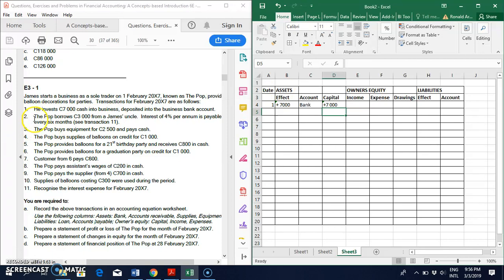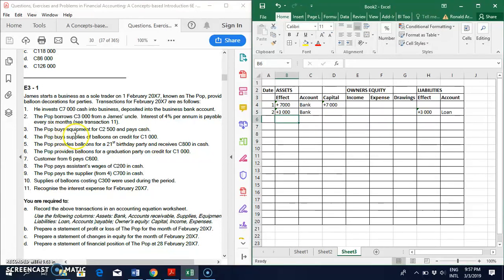Next transaction. The Pop borrows 3,000 Rand from James' uncle, and the interest is 4% per annum payable every 6 months. So we borrowed money. That's increasing the bank account. So we got our bank account under assets. We say increase of 3,000 Rand. The account under assets is bank. The effect into liabilities is an increase in liabilities of 3,000, and this is a loan made.